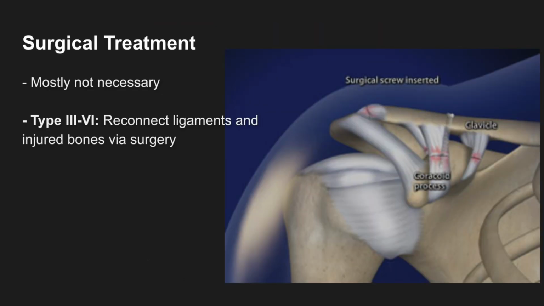While it's rare for a shoulder separation to require surgery, type 4 through 6 may require surgical treatment. If this is the case, a surgery to reconnect the ligaments or injured bones can be proceeded with. This is usually done with surgical screws being put into the clavicle and acromion.